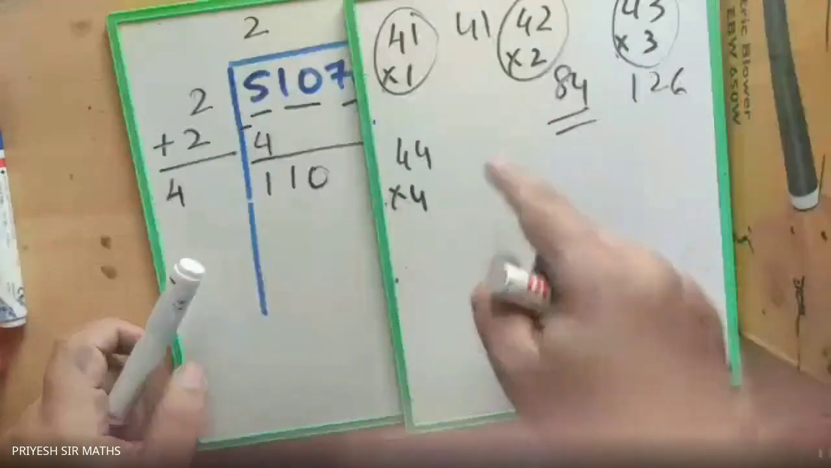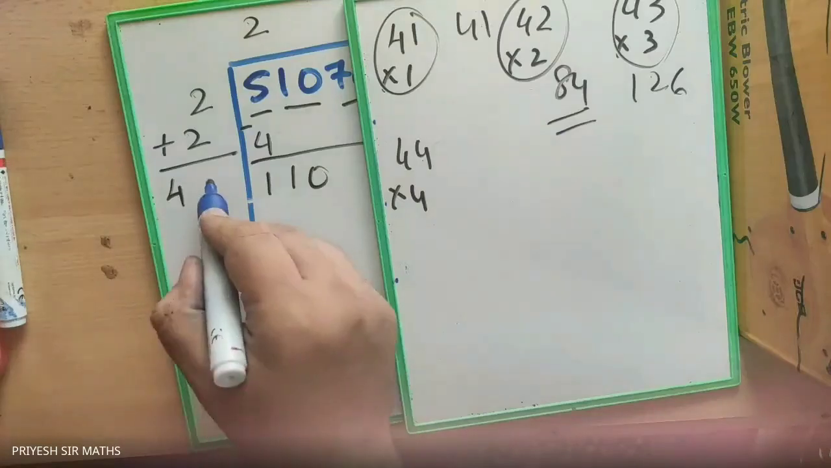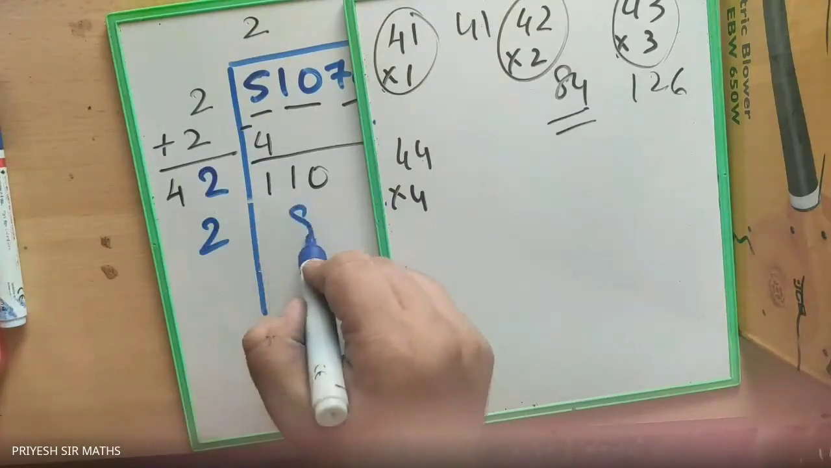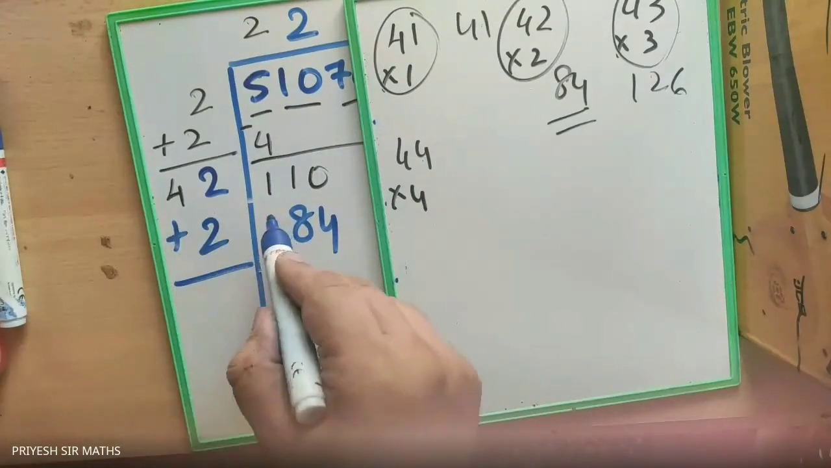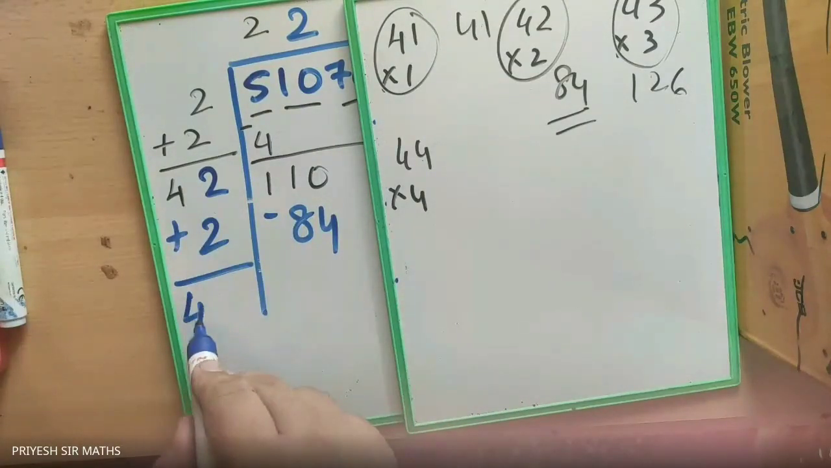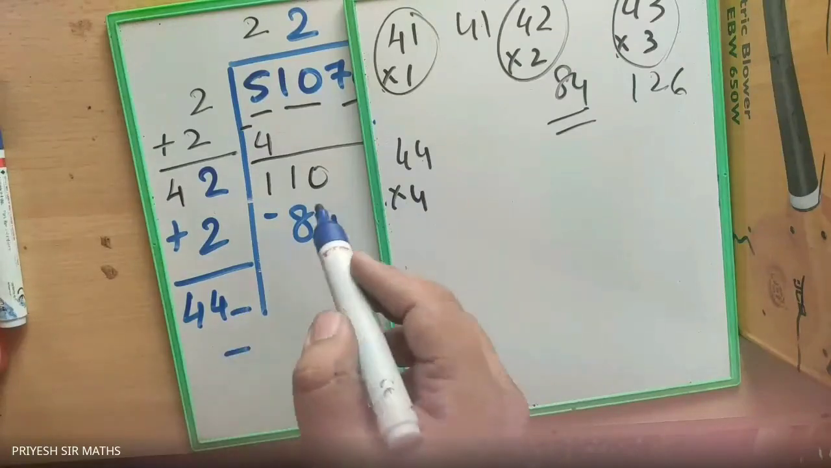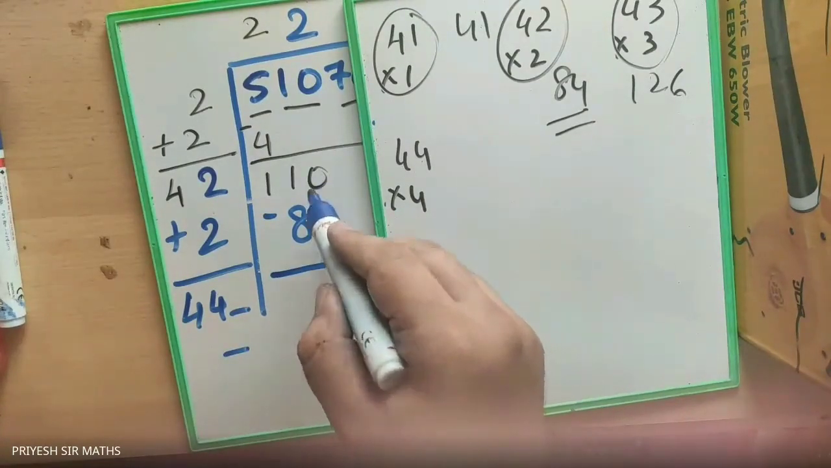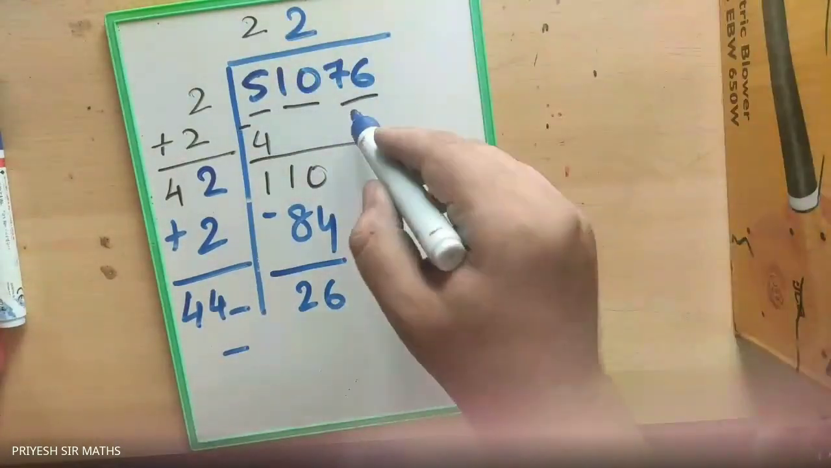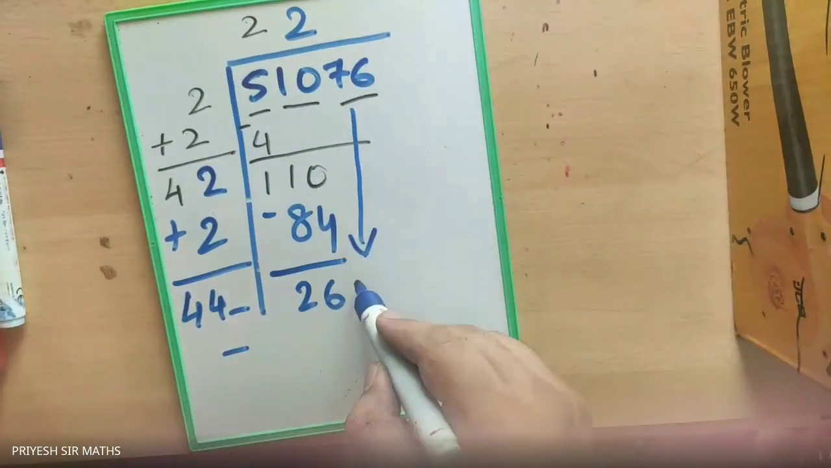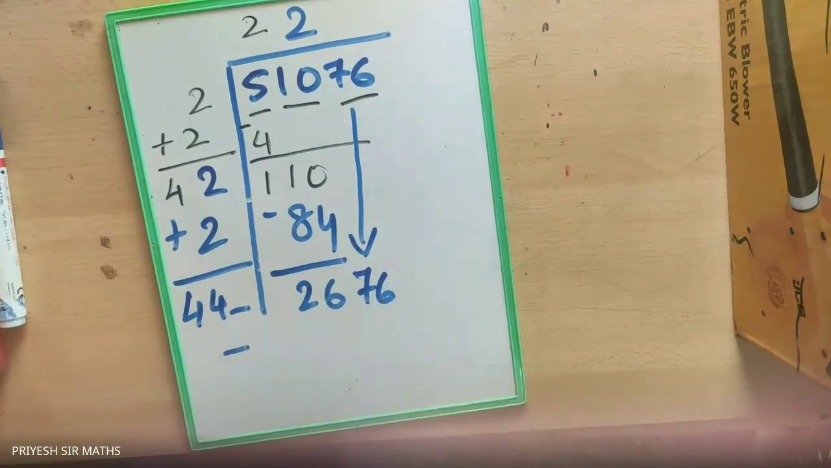So 42, 42 twos are what we are going to consider. 42 twos are 84, and here we keep 2. Here we have to add, here we have to subtract. So this becomes 44, and the digit here becomes 26. This whole 76 comes down.